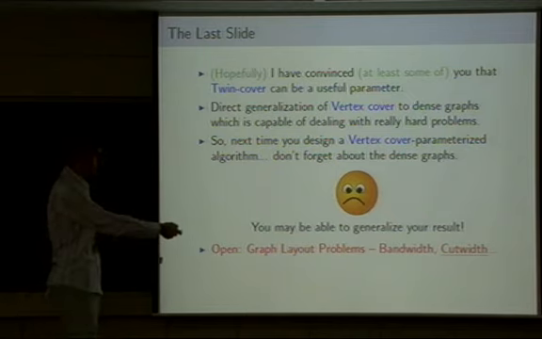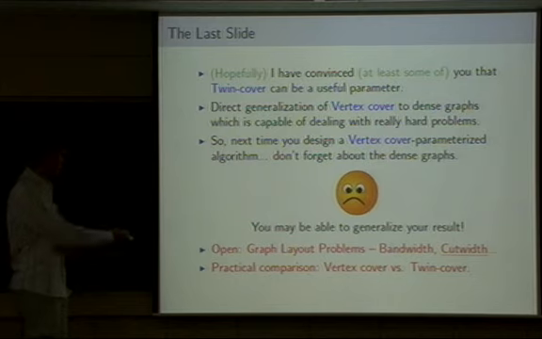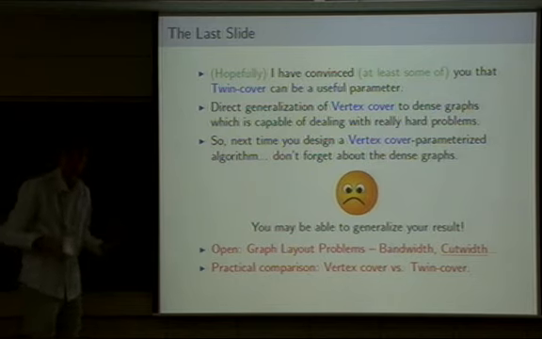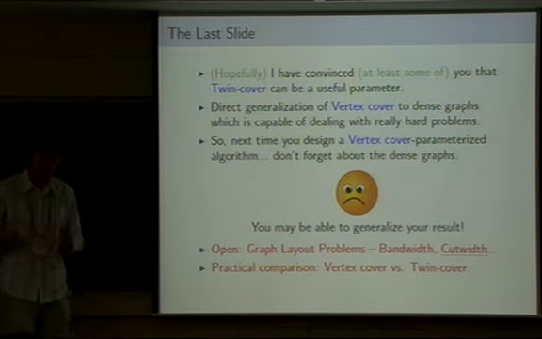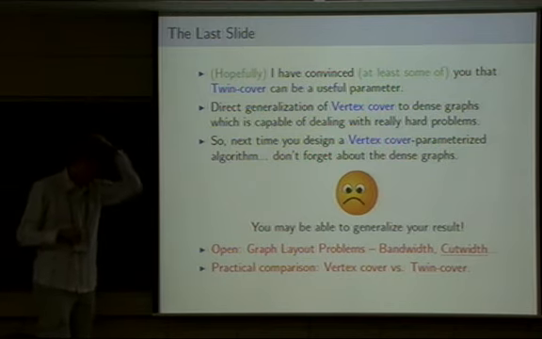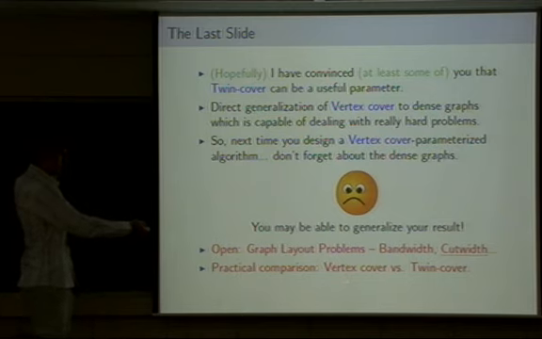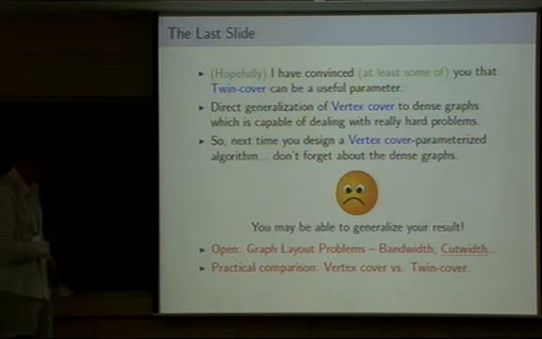For them this was because we don't have any direct algorithm, just the ILP formulation. Then it would be interesting to see what would be the difference between twin cover and vertex cover on practical graphs, maybe on those graphs from a library. I have a master student who wants to do a thesis on this, so maybe we'll have some results eventually.